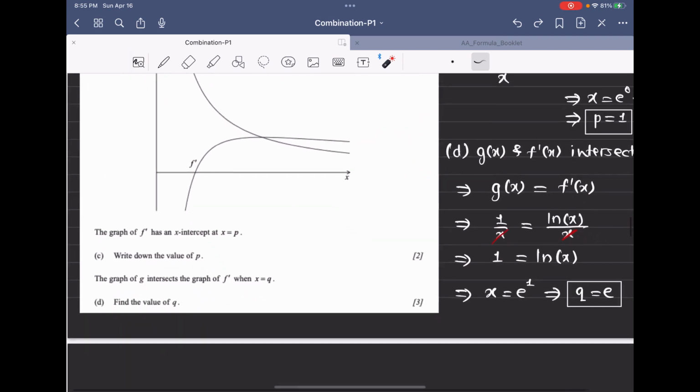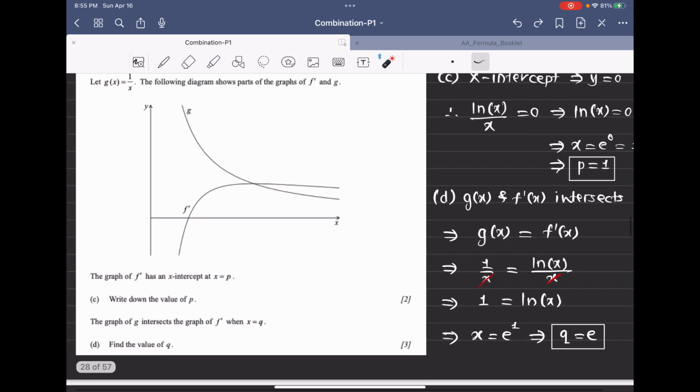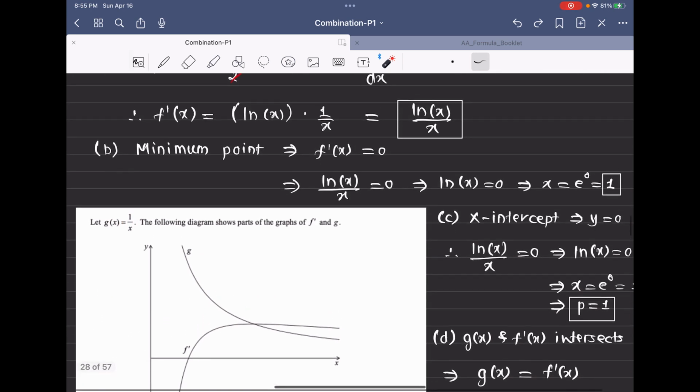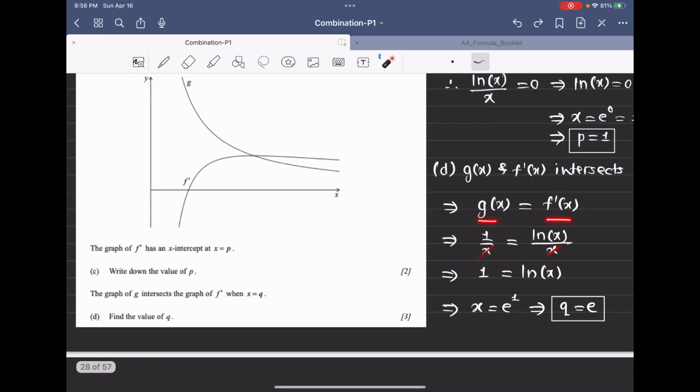Okay, so right now I can see that both graphs are intersecting. I know the g of x graph is 1 upon x. I know the f dash x value is ln x upon x. So I'm equating g of x is equal to f dash x. So 1 over x is equal to ln x over x. Both denominators are the same, only a single term, so I'm cancelling x and x. What is left? 1. What is left?